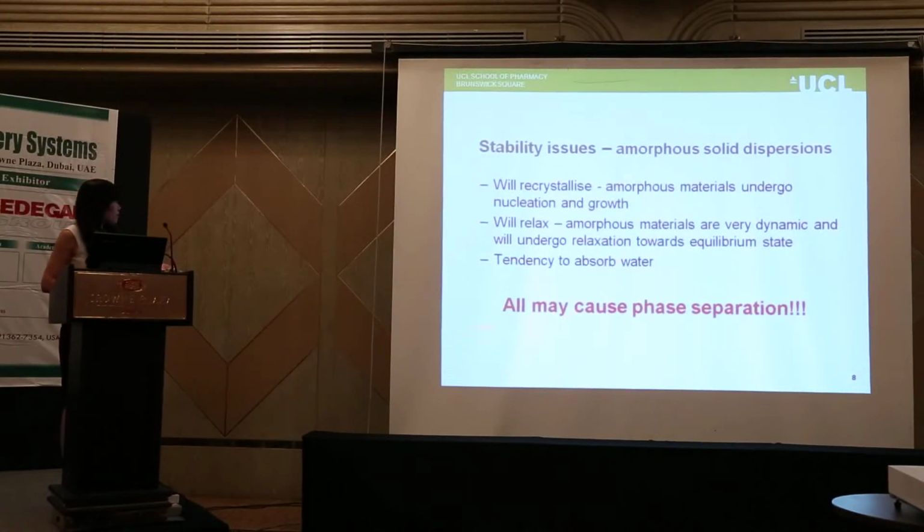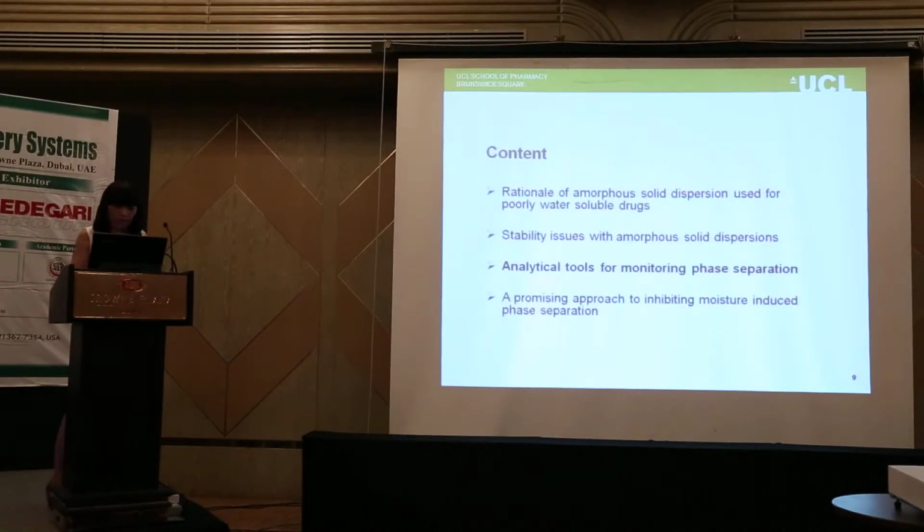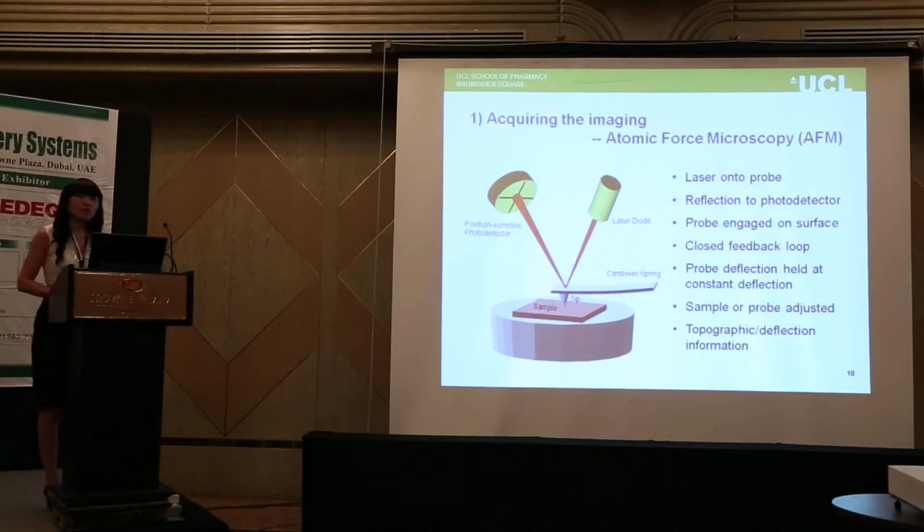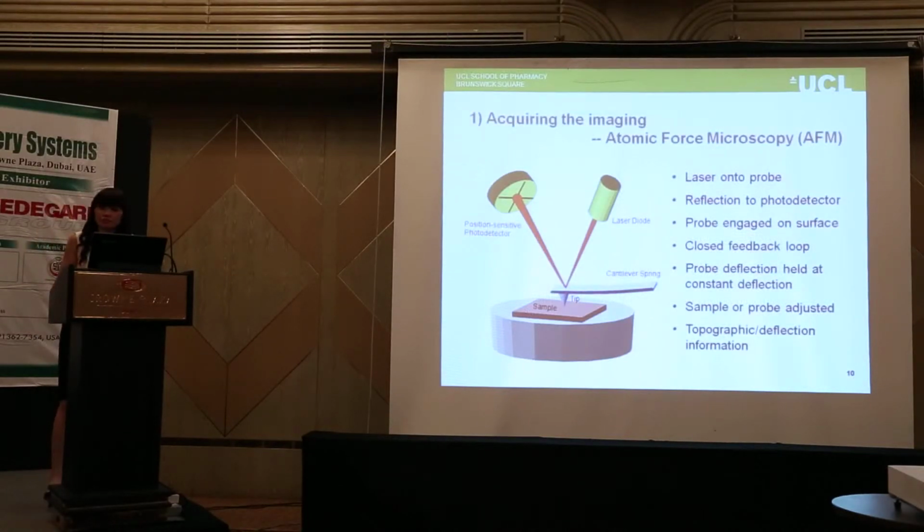So all these phenomena can cause phase separation in different scenarios. It could be amorphous separation. It could be amorphous with the crystalline region together, or you can have an even more complicated situation. Within the drug polymer system, you may have multiple phases separated out. So that's really a significant issue. So what I'm going to do is introduce three very powerful tools for you to use to identify and also better understand the phase separation in amorphous solid dispersions.